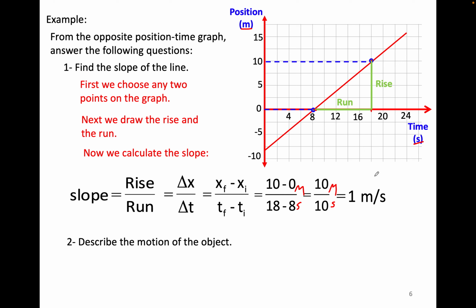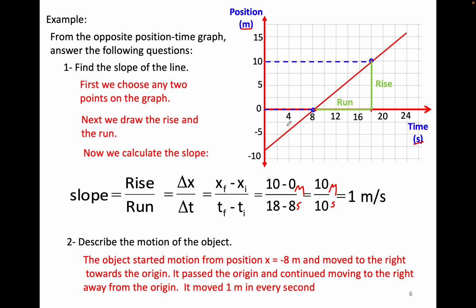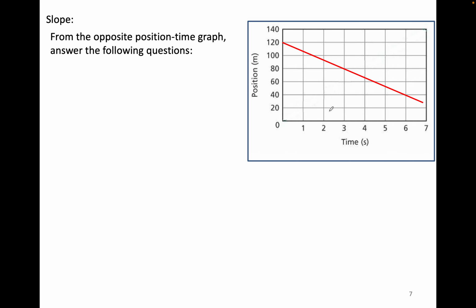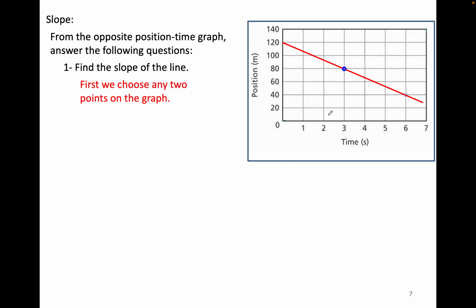Nicely done. Describing the motion, where can we say he started from? Here, right? He started at minus x and he moved towards the right and he reached the origin at 8 seconds, passed it, continued going away and kept moving. And we can also say the speed was 1 meter per second for this one.